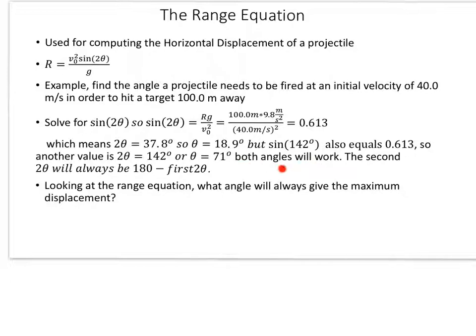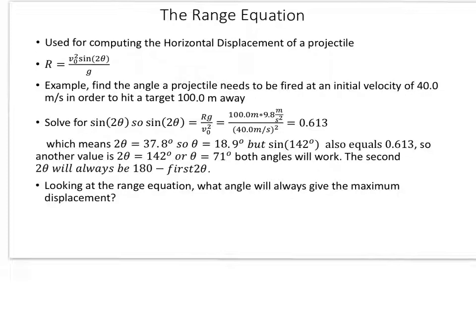So in other words, if the projectile cannon, whatever it happened to be, was fired at this angle, at this initial velocity, it would hit the target, or if it was fired at this angle, with this initial velocity, it would hit the target. Now, just one more point. The second value here, this 142 degrees, comes from 180 degrees minus this 37.8. So 180 minus the 37.8, that's where I got the 142 degrees, and then divide that by 2 to get that second angle.